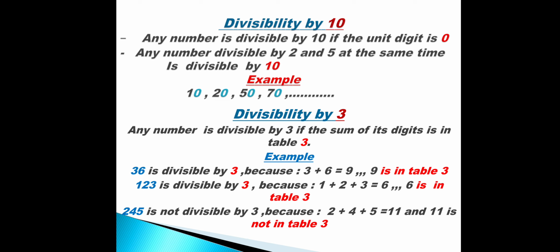123 is divisible by 3 because 1 plus 2 plus 3 equals 6. 6 is in table 3. 245 is not divisible by 3. Why? Because 2 plus 4 plus 5 equals 11, and 11 is not found in table 3.